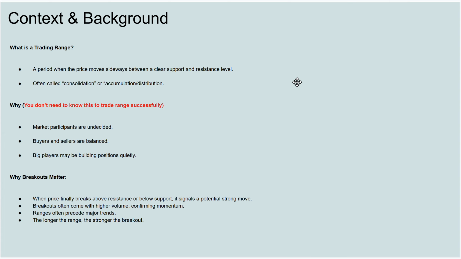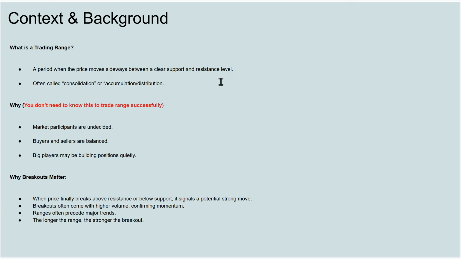Many people call it consolidation. Some people call it accumulation or distribution, but it's all the same. Basically, price is stuck between clear support and resistance levels, or between two levels.